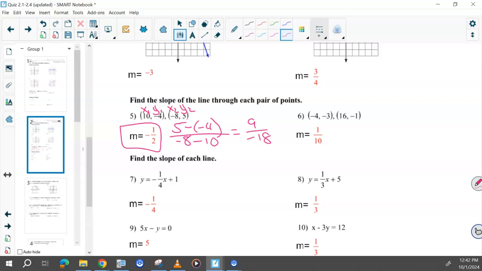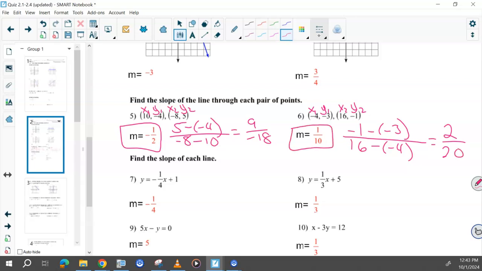For number 6, same thing. So we have -1 minus a -3 over 16 minus a -4. And then when we subtract, or in this case add, -1 plus 3 would give us 2. 16 plus 4 would give us 20, which would simplify to 1/10. Questions on either of those?